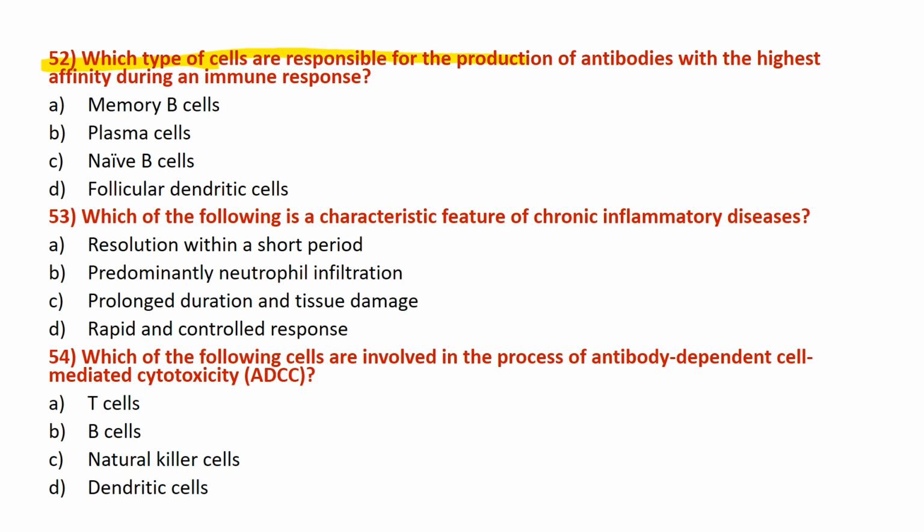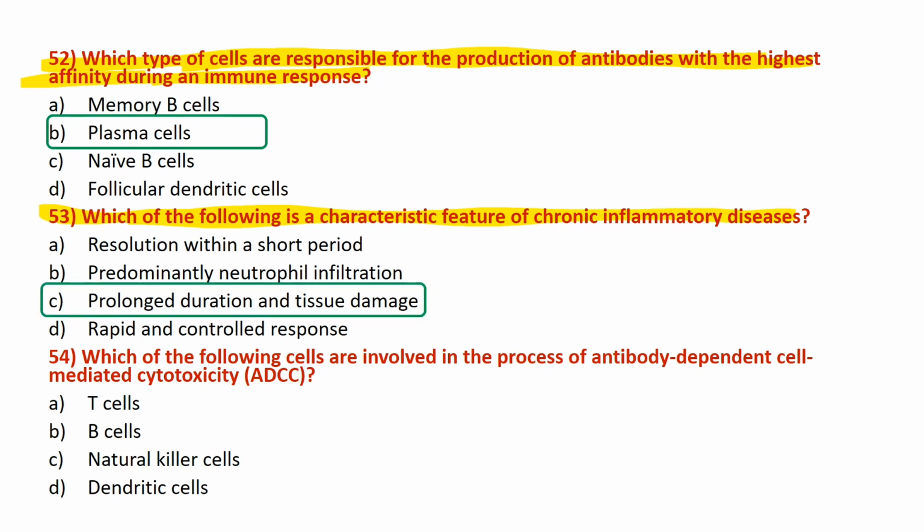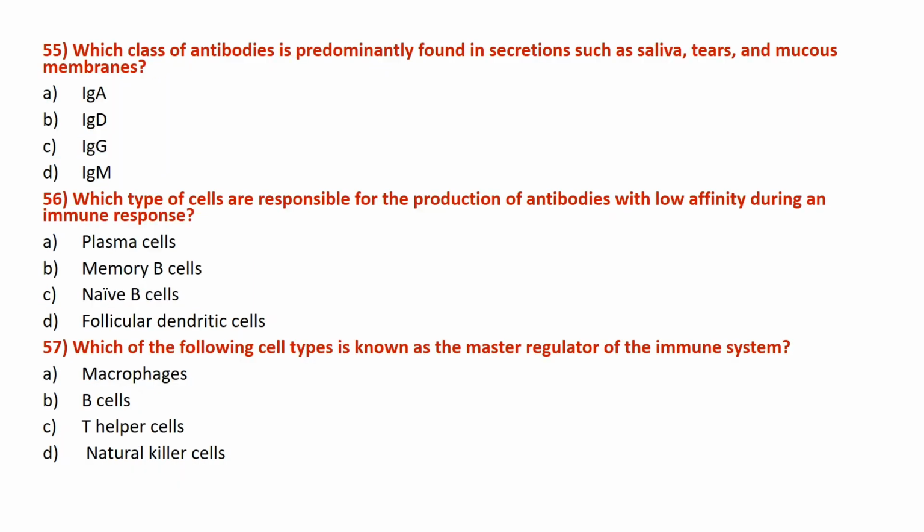Which type of cells are responsible for production of antibodies with highest affinity during an immune response? And the right answer is option B, plasma cell. Which of the following is a characteristic feature of chronic inflammatory disease? And the right answer is prolonged duration and tissue damage is a characteristic feature of chronic inflammatory disease. Which of the following cells are involved in the process of antibody dependent cell mediated cytotoxicity, ADCC? And the right answer is option C, natural killer cell.